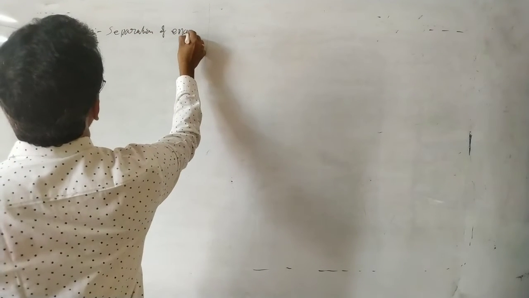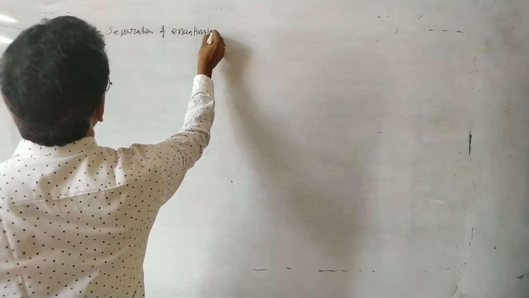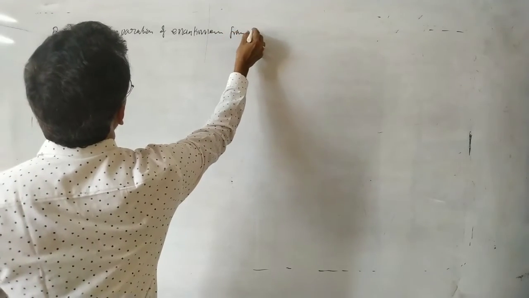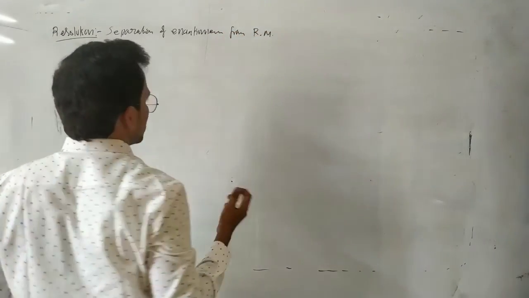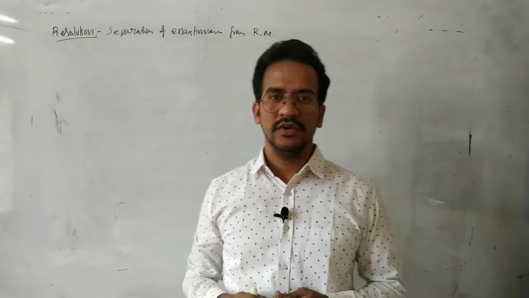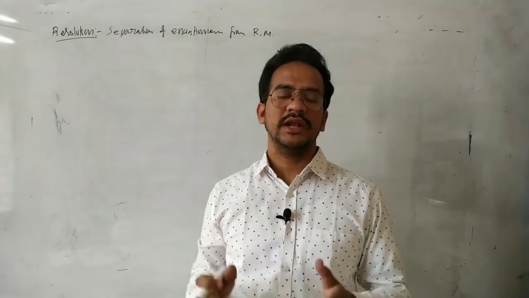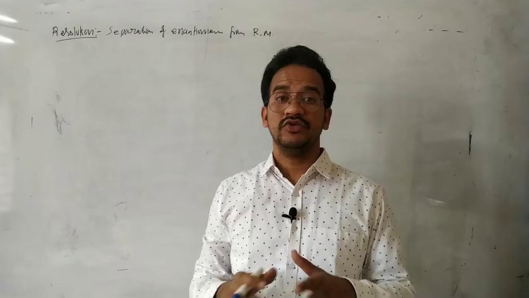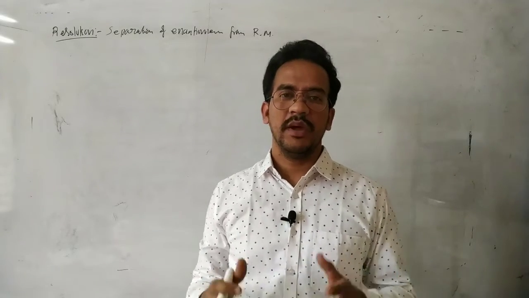Separation of enantiomers from a racemic mixture or from a mixture. Okay, separation of the enantiomers from a mixture. Here, in a mixture, both enantiomers are present. So how do we separate those enantiomers individually from a mixture?